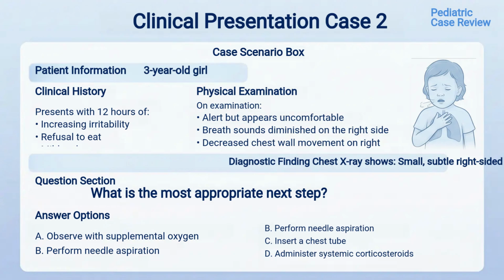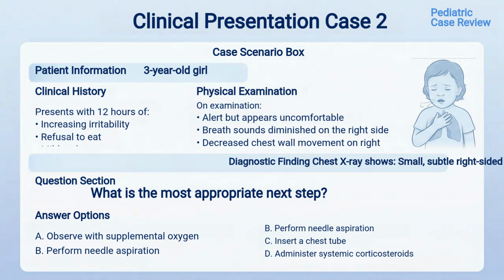Case 2. A 3-year-old girl presents with 12 hours of increasing irritability, refusal to eat, and mild tachypnea. On examination, she is alert but appears uncomfortable. Breath sounds are diminished on the right side, and there is decreased chest wall movement on the right. A chest X-ray shows a small, subtle right-sided pneumothorax. What is the most appropriate next step?